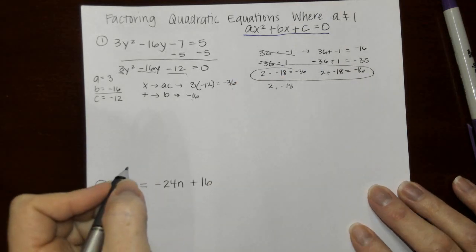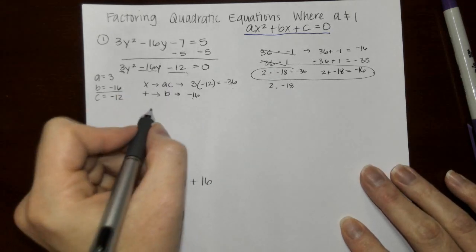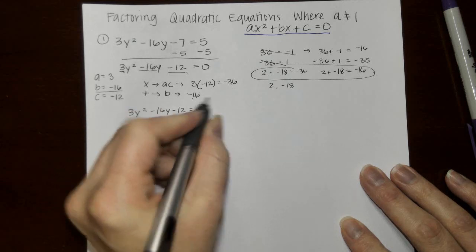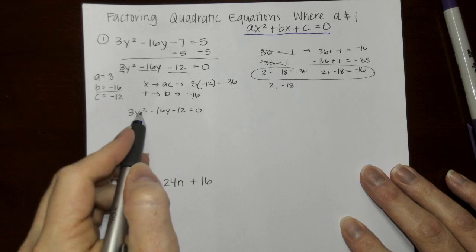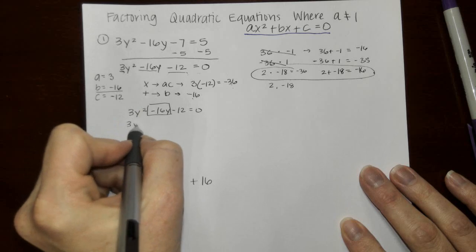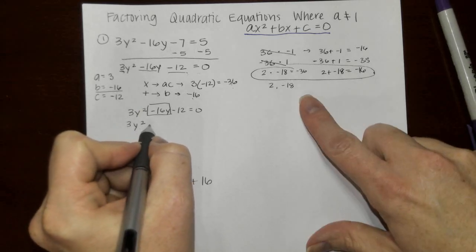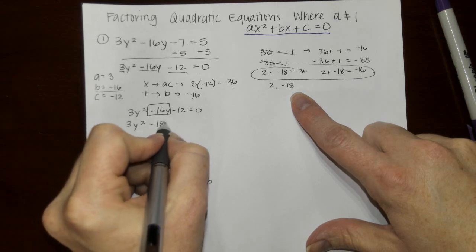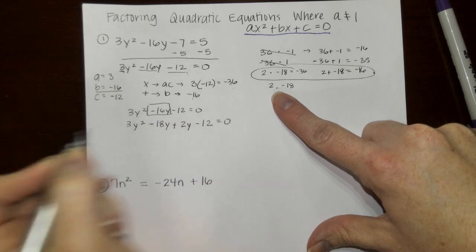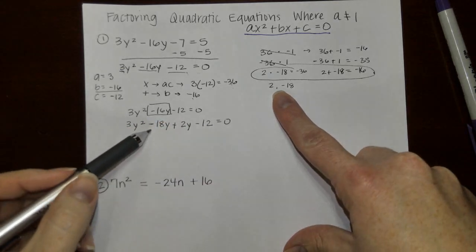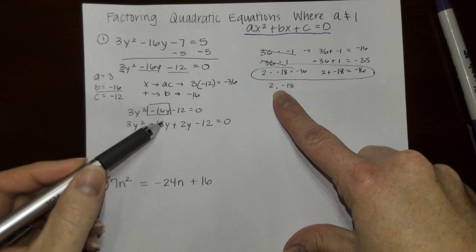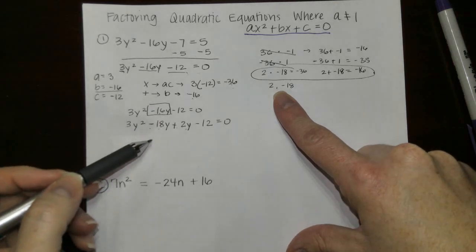So then what we're going to do is rewrite our equation, 3y squared minus 16y minus 12 equals 0. So I just brought my equation down. And I'm going to break up this negative 16y. I'm going to say 3y squared, and I'm going to use my terms from up here, minus 18y plus 2y minus 12 is equal to 0. Now, can I do that? Is a negative 18y plus 2y the same thing as a negative 16y? Yes, so I didn't really change this equation. This is just going to make it a lot easier for us.